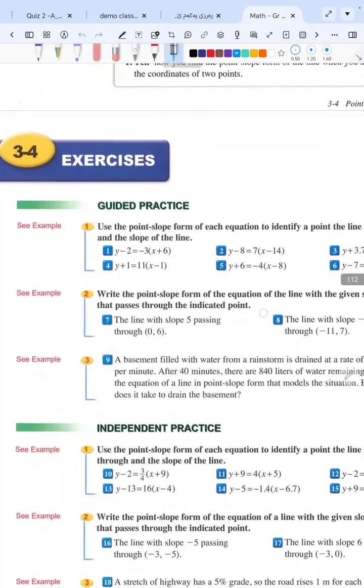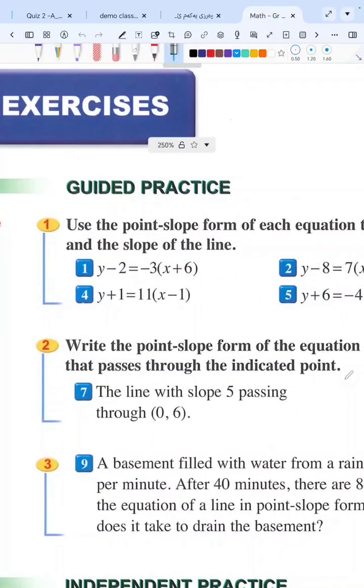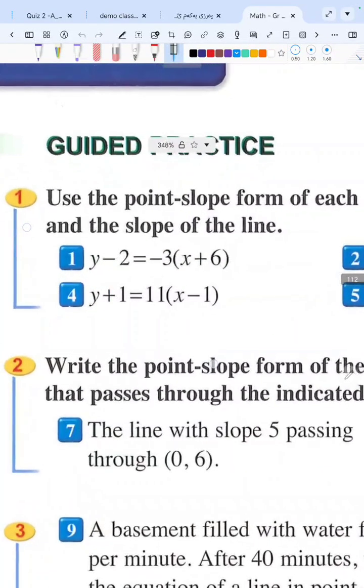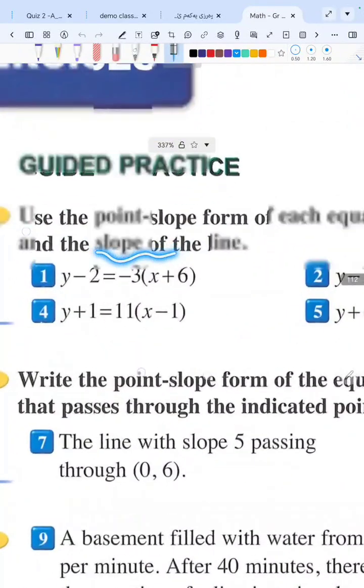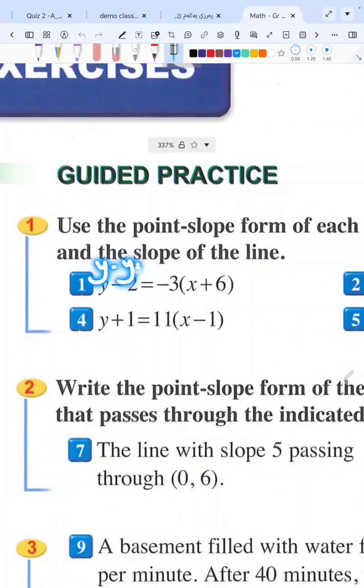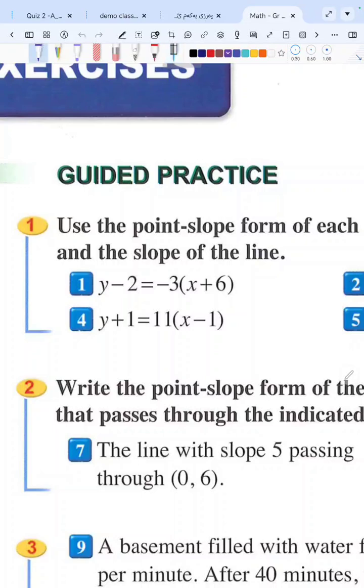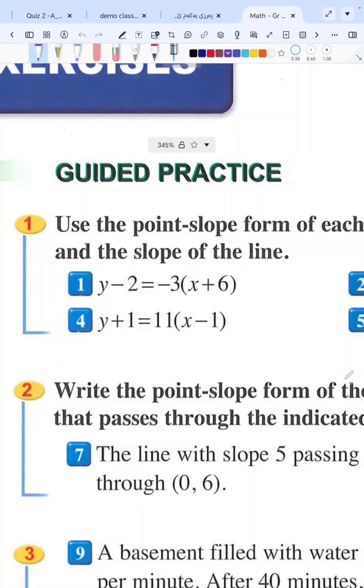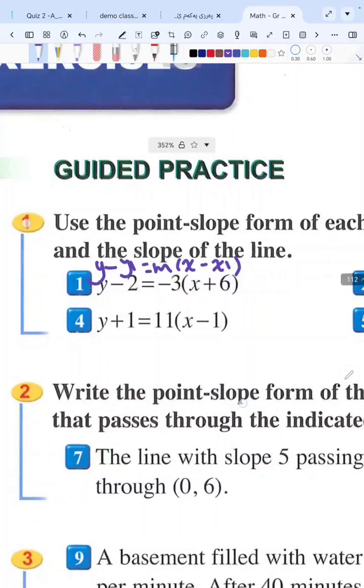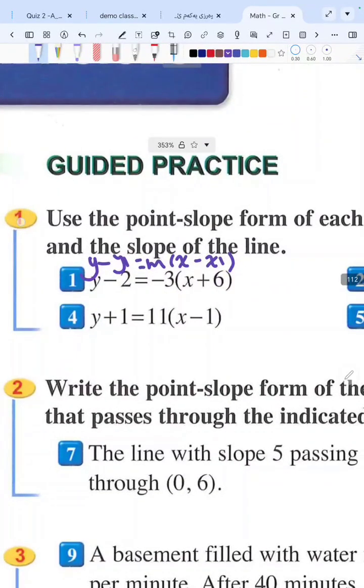For example, here we have y minus 2 equals negative 3x plus 6. What's the rule of point slope? The rule of point slope is y minus y1 equals m times (x minus x1). Okay, m equals what? m equals negative 3. x1 equals what? But be careful, here we have a very important note. When you write the rule, remember that there is a negative in the rule: y minus y1 equals m times (x minus x1). So always write the point with the opposite sign.